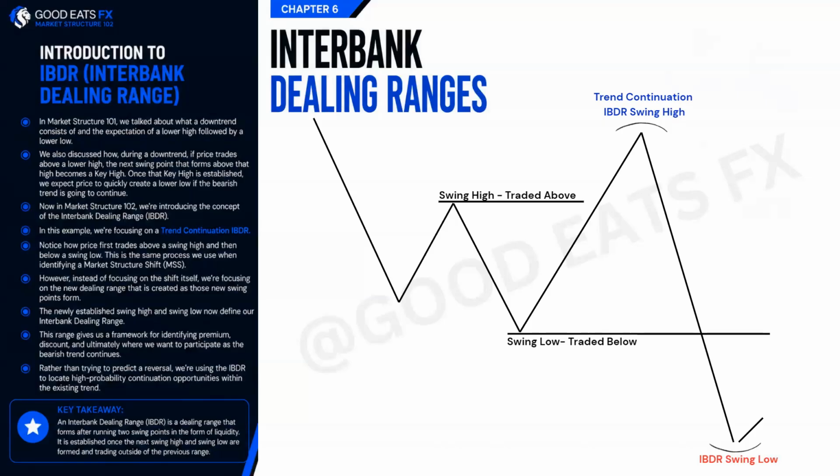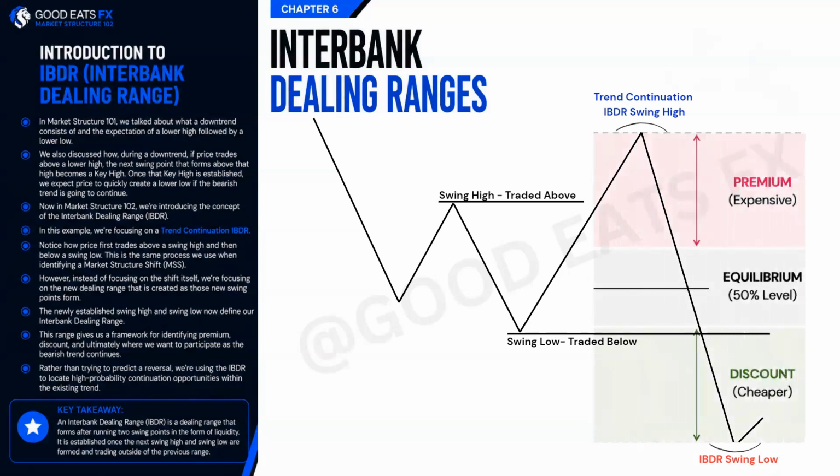The newly established swing high and swing low now define our interbank dealing range. This range is going to give us a framework for identifying premium and discount and ultimately where we want to participate as the bearish trend continues. So rather than trying to predict a reversal, we're going to be using the IBDR to locate high probability continuation opportunities within the existing trend. So the key takeaway here is an interbank dealing range is a dealing range that forms after running two swing points in the form of liquidity. It is established once the next swing high and swing low are formed, trading outside of the previous range.